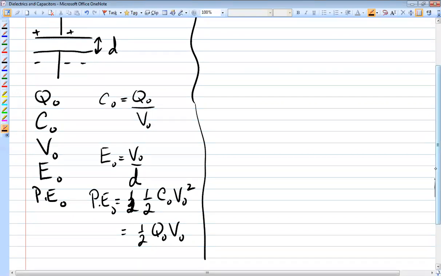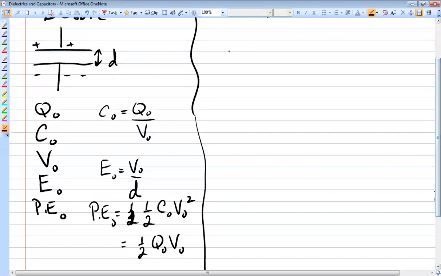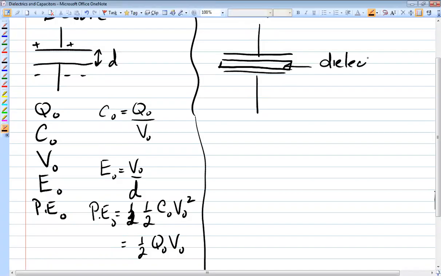Okay, so now we come along and we put a dielectric in, and we want to know what happens to all those quantities. Here's the dielectric material between the plates. The dielectric will have a dielectric constant of kappa, and kappa by definition is greater than 1. That's a property of the material that you put in, maybe mylar, paper, or even water or something.